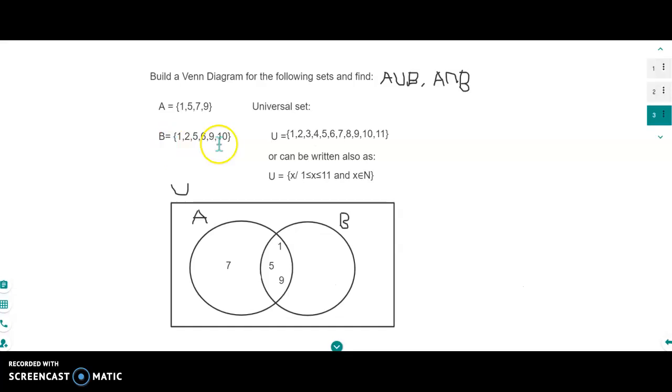And now let's continue with the set B. In the set B we have 1, 2, 5, 6, 9, and 10. Let's check first the elements that are in the intersection zone, and here we have 1, 5, and 9.